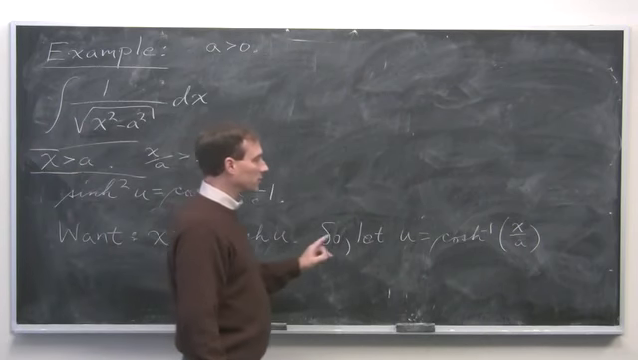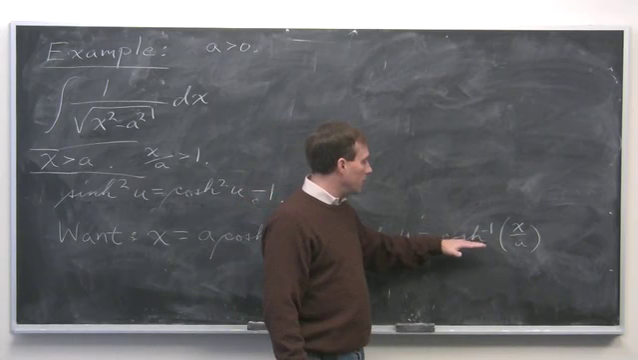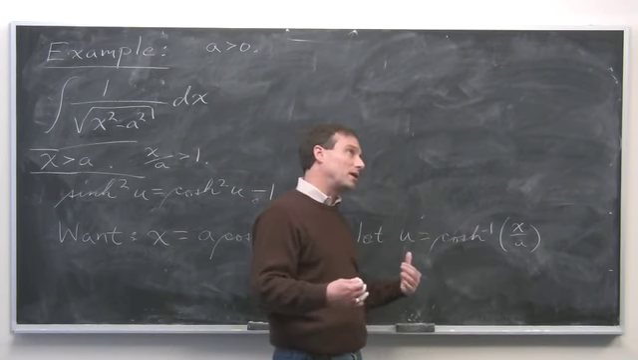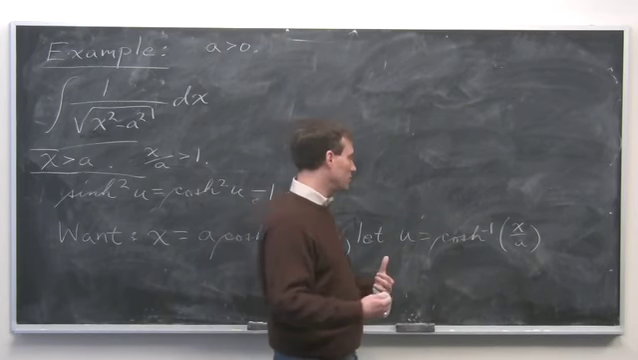But this also means something else. Remember that the range of inverse hyperbolic cosine is our restricted domain on hyperbolic cosine.